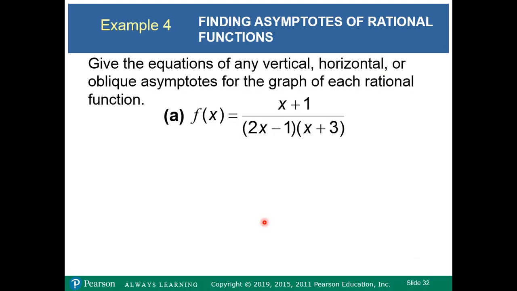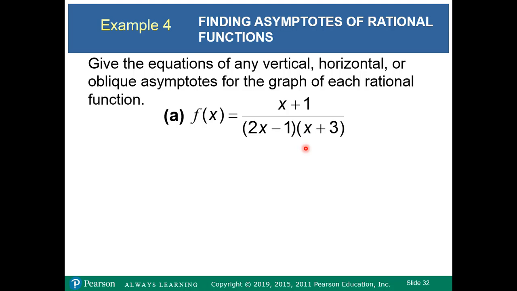So now it says, give the equations of any vertical, horizontal, or oblique asymptotes for the graph of this rational function. Right away, notice that this denominator becomes 0 when x is -3, or when x is equal to 1/2. What does that tell you? That means that we're going to have some vertical asymptotes, because as x approaches 1/2, this is going to infinity. As x approaches -3, this is going to infinity. So there are vertical asymptotes at x equals 1/2 and x equals -3.